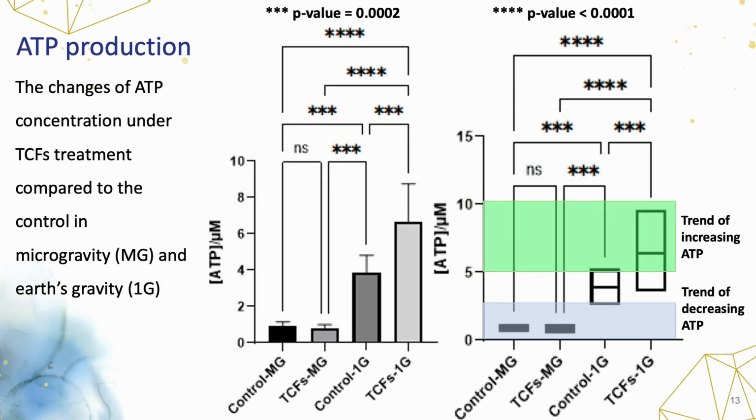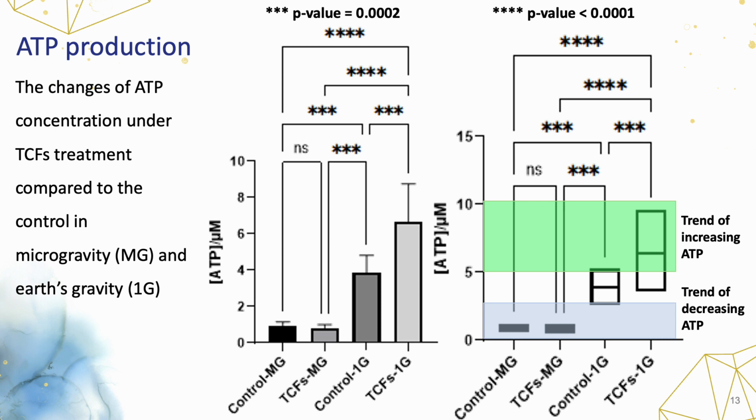In these bar and box graphs, the changes of ATP concentration under the TCF treatment are compared to the control samples in microgravity and Earth gravity. During the analysis, it was observed that applying TCFs increased the concentration of ATP by around 2 times in Earth gravity. However, the changes under the microgravity environment were not significant.